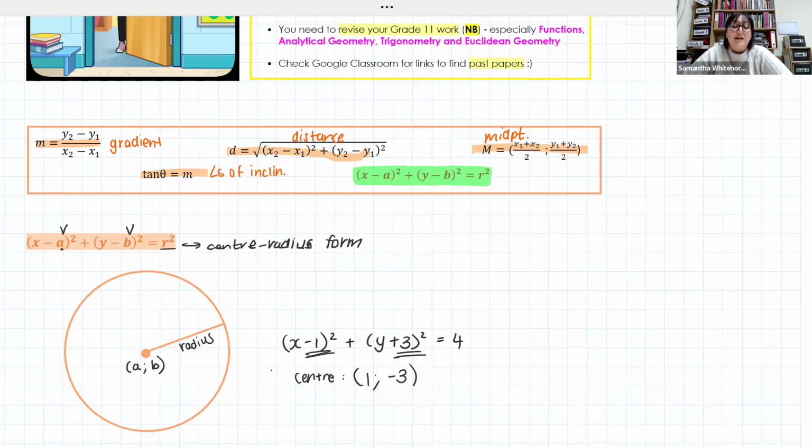We also have our standard form, which is if you distributed all those brackets out and you just had x squared, x, y squared, y, plus or minus a constant. That would be your standard form. But the center radius form is the most useful form of our circle equation because it gives us this information about the center and about the radius. We're going to do some very basic examples to start off with, just understanding what this all means, and then we are going to get into slightly more complex questions.